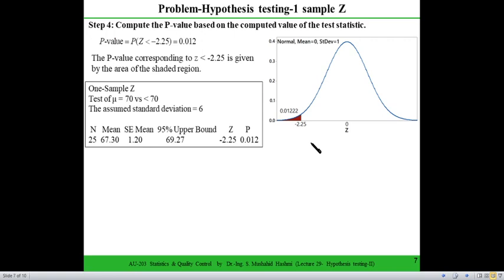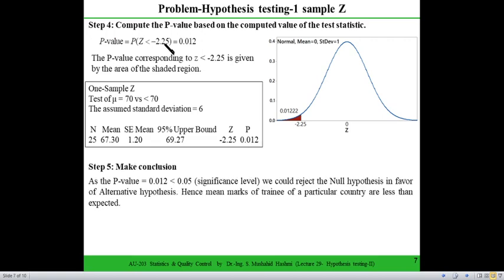We can perform this test using Minitab as well. Here also we are going to get the p-value as 0.012, where your Z score is less than minus 2.25, so the area under the curve would be 0.012. Okay, note that the p-value is less than 0.05, which is your significance level. So 0.012 is less than 0.05. So we can reject this null hypothesis in favor of this alternative hypothesis.